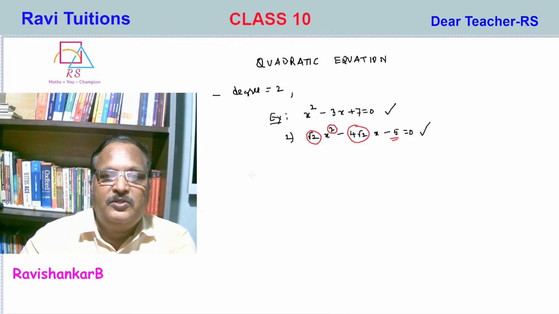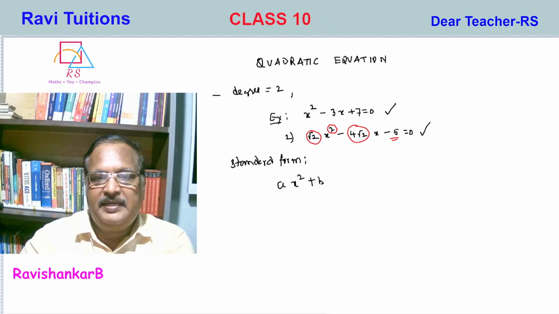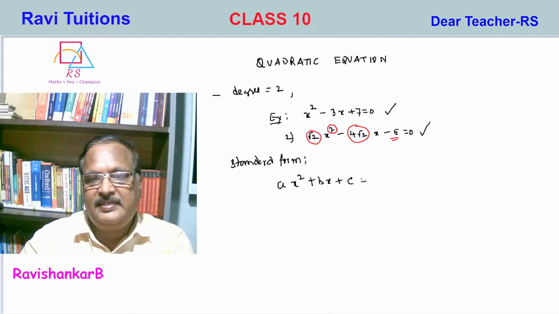Now I will give you the general form, the standard form of a quadratic equation. The standard form is ax square plus bx plus c is equal to 0.